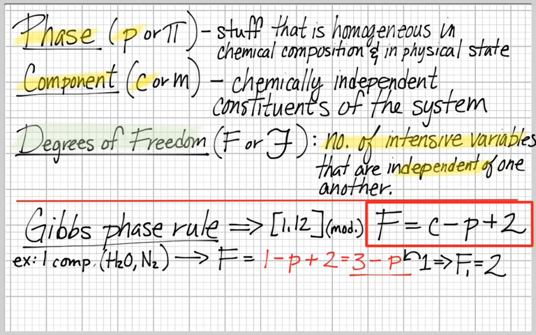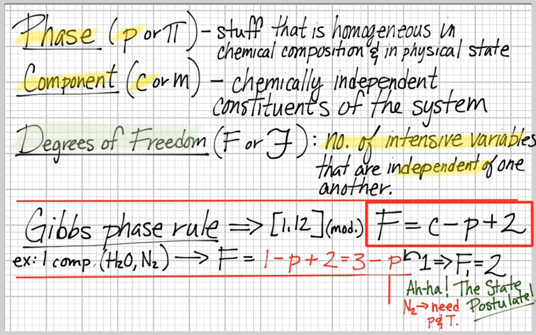Well, that's the state postulate. If I have one component in one phase, 2 intensive variables will describe the entire state. Great. Let's look at it a different way. If I have nitrogen in the air, I just need pressure and temperature to define the entire state of the system, which is great for, say, meteorology conditions.